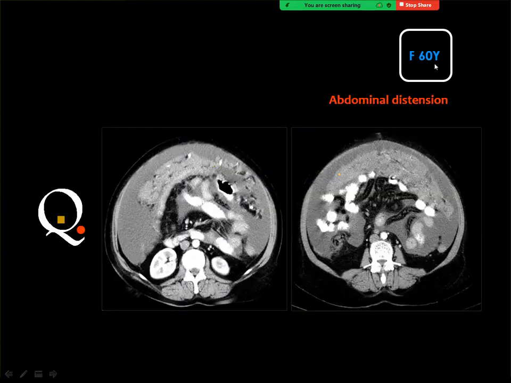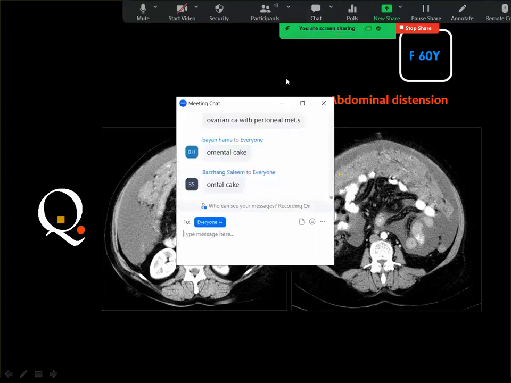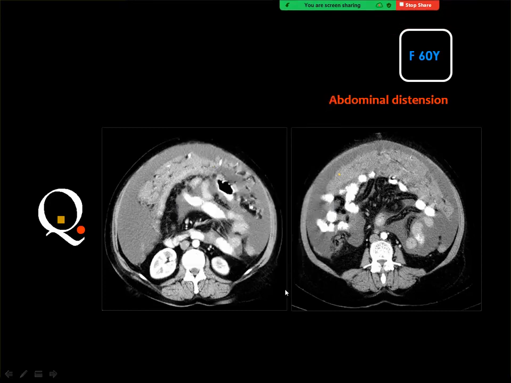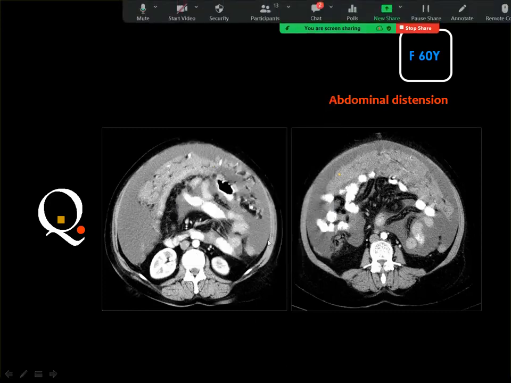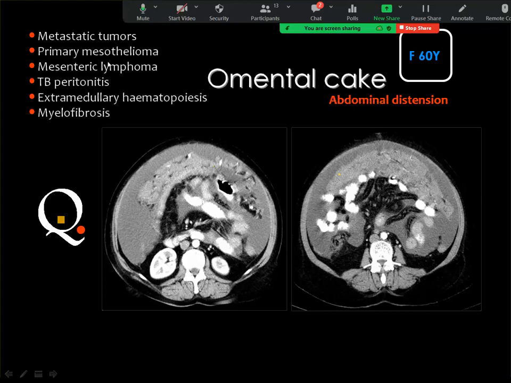Next case is a 60 years old female with abdominal distension. Yes, the diagnosis is omental cake. Then if you are asked about the differential diagnosis of an omental cake, this is the differential diagnosis.